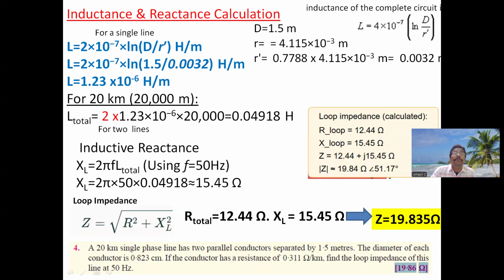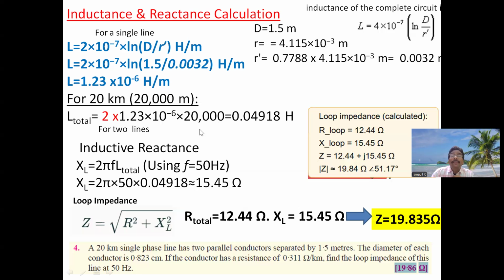So this is the inductance per meter. So we have to calculate the inductance for two conductors, and the total length per conductor is 20 kilometer. Hence, we have to multiply this inductance value first by 2, then by the one side length of the conductor. So by calculation, we will get 0.04918 Henry as the total inductance of the transmission line. Usually this is also called loop inductance of the transmission line.